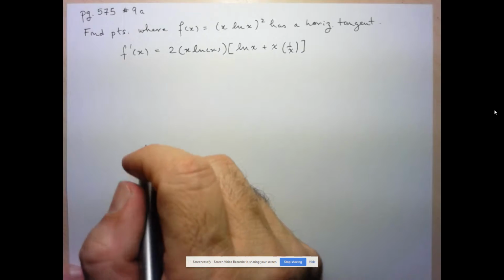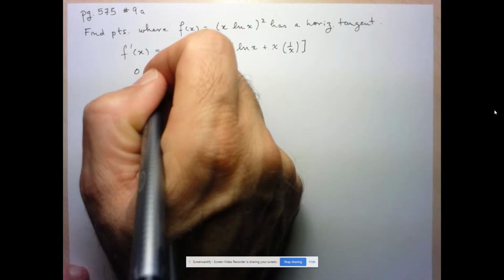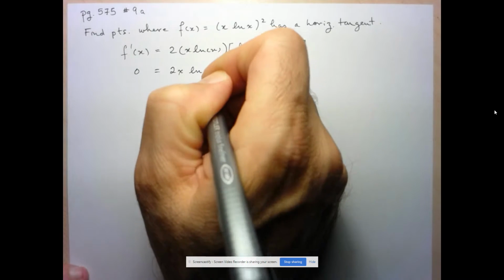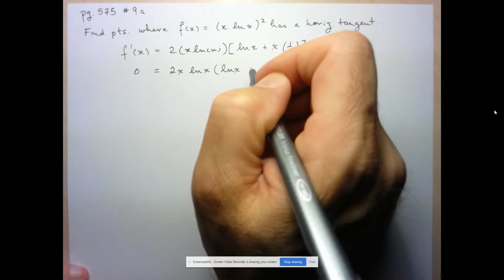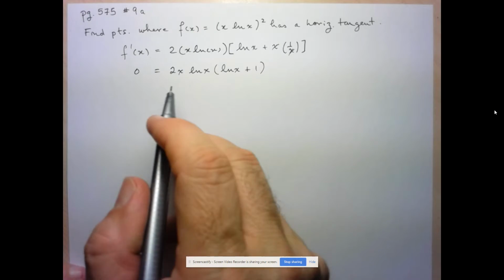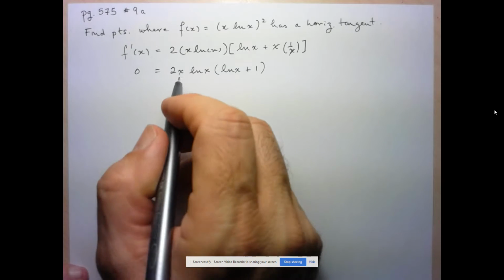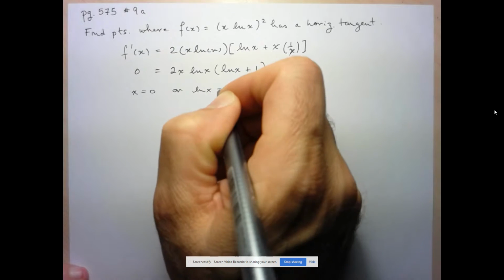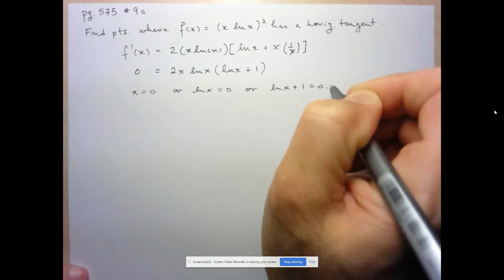Now I want to determine where it has a horizontal tangent, so I'm going to set the derivative equal to 0. Okay, so let's clean this up a little. We have 2x ln x, and then in the bracket, it looks like we're left with ln x plus 1, since these reduce. I already have it in factored form here, so that's going to work out nicely. So what do we have? Well, 2 can never be equal to 0, but we can have x equal to 0, or ln x equal to 0, or ln x plus 1 equal to 0.